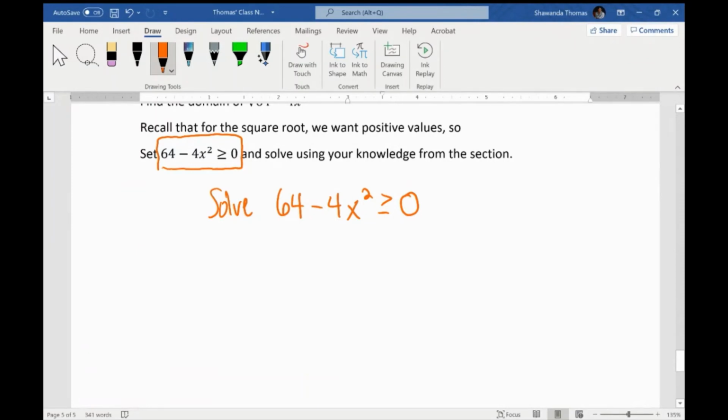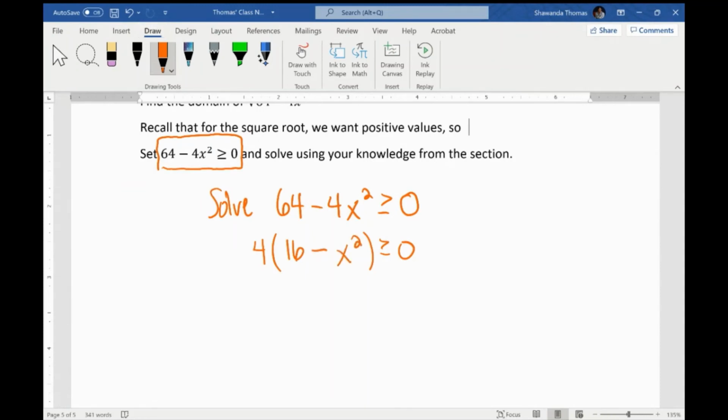How do you solve this nonlinear inequality? What's the first step? We already got 0 on one side, so we don't need to move things around. Factor is what we're going to do. How do you factor? Pull out the 4. Yep. I would say 4 is correct, and then you're going to do positive 16 minus x squared. Correct.